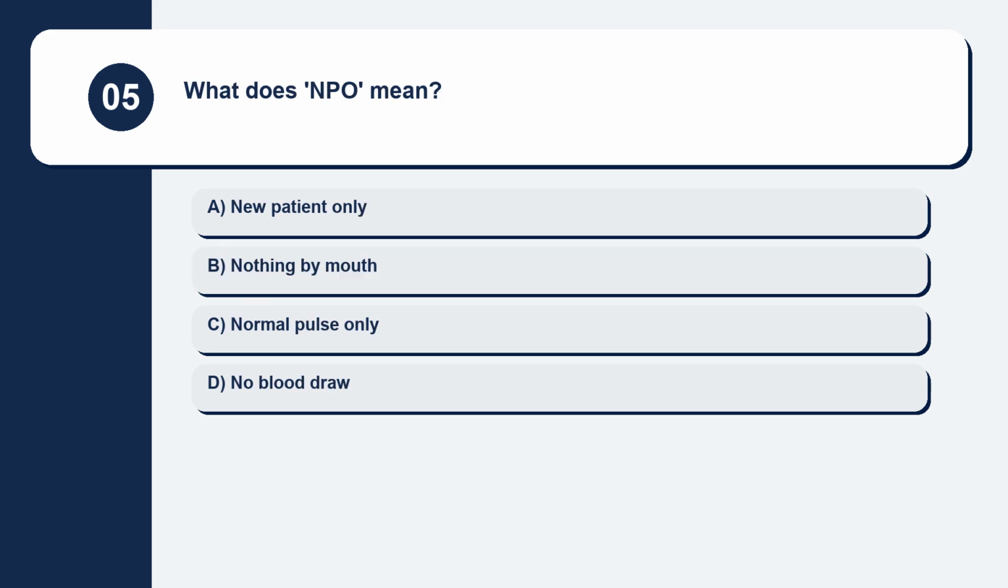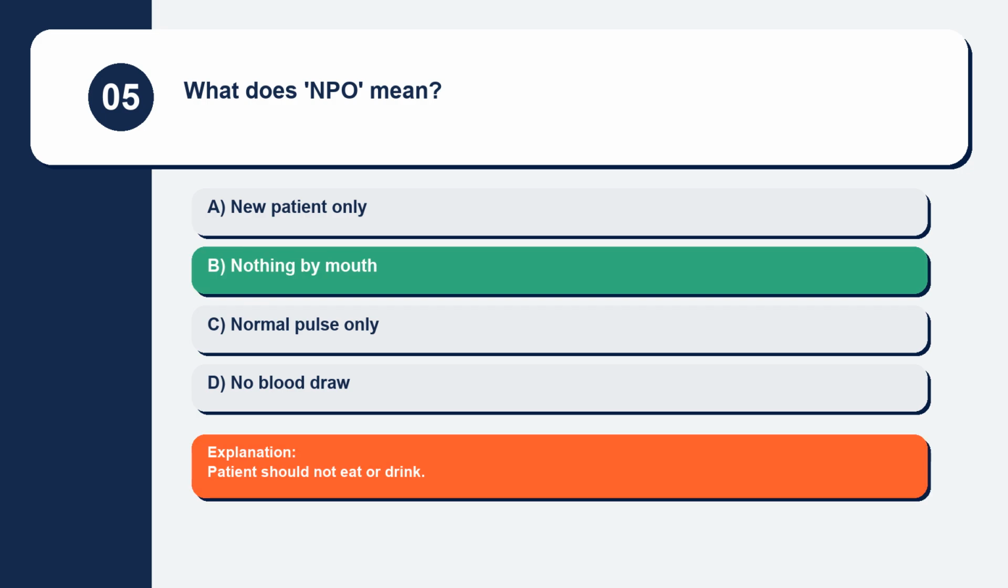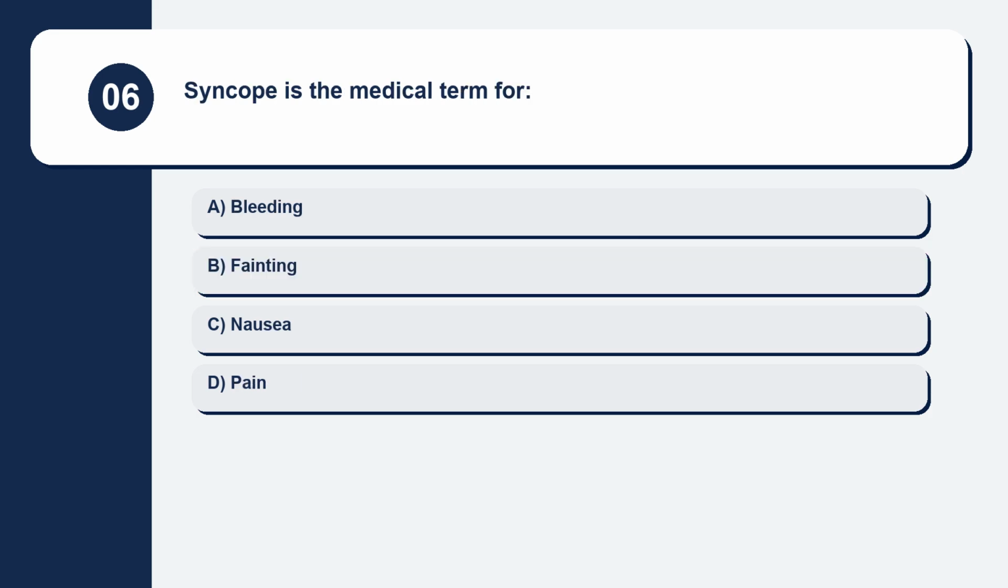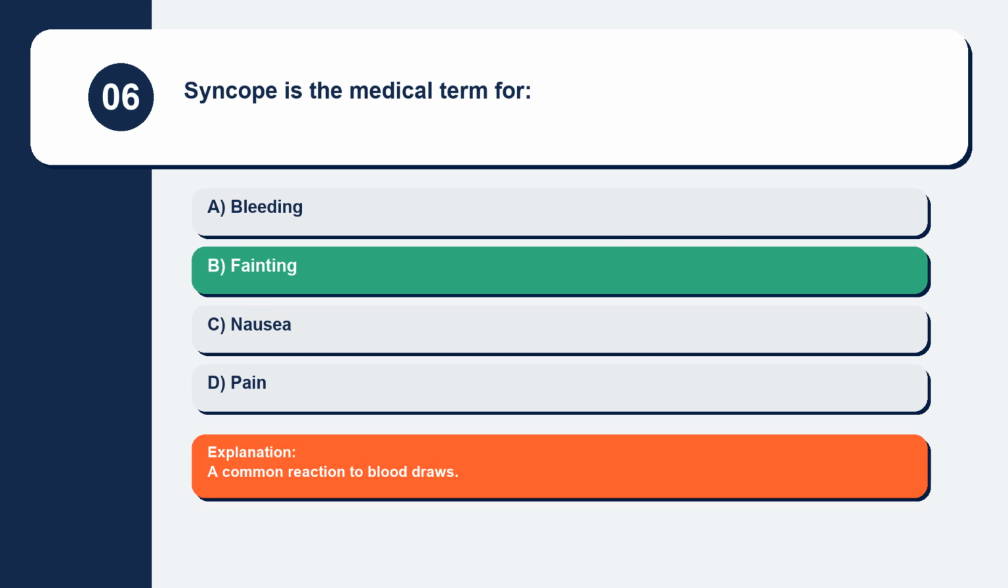Question 5. What does NPO mean? New patient only, nothing by mouth, normal pulse only, no blood draw. Patient should not eat or drink. Question 6. Syncope is the medical term for bleeding, fainting, nausea, pain. A common reaction to blood draws.